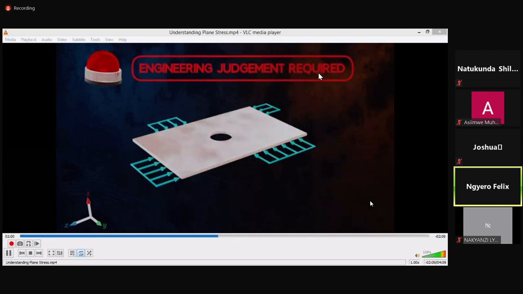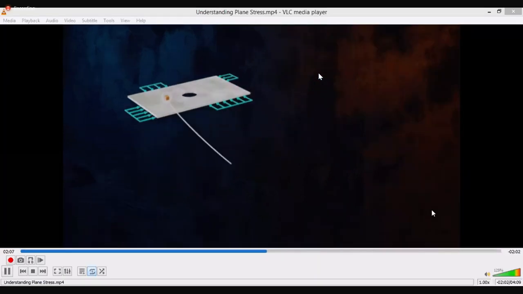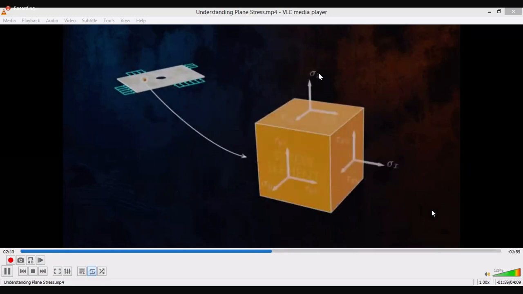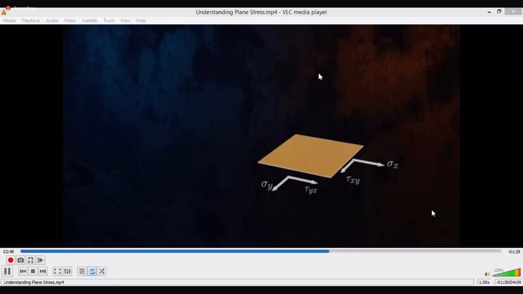Why is the plane stress assumption useful? We can answer by taking a look at a stress element in our perforated plate. The stresses at a single point are defined by six different stress components. Three normal stresses and three shear stresses. For plane stress conditions, sigma z, tau xz, and tau yz are equal to zero. This means that the six components defining the stress at a point are reduced to just three components, sigma x, sigma y, and tau xy. This is a two-dimensional problem, which will be much easier to solve.